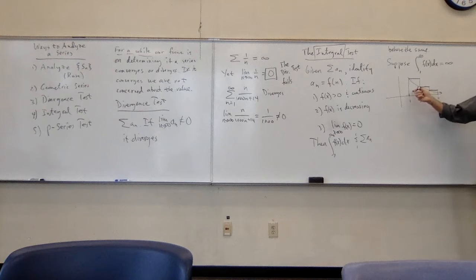How much area is in the first rectangle? How tall is it? f of 1. Can we call that a sub 1? And how wide is it? 1. So the area of the first rectangle is the first term of the series: a1 times width 1. How much area is in the second one? a2. And a3.